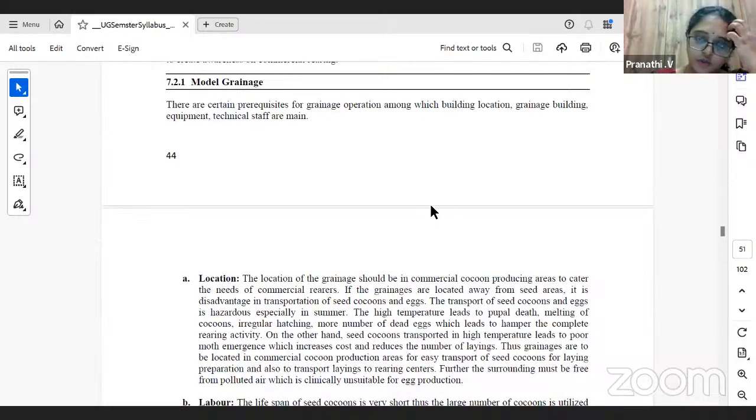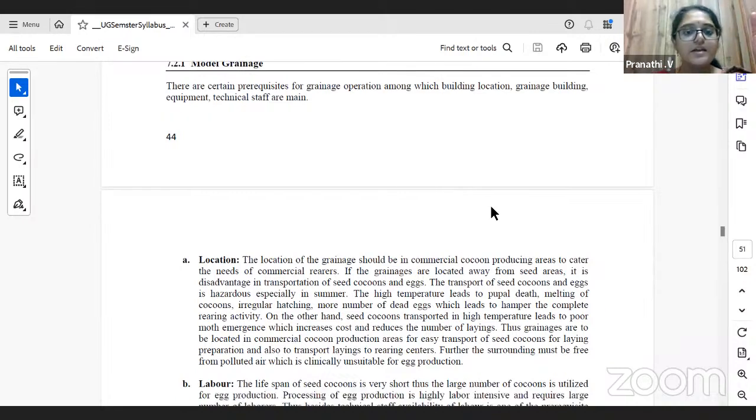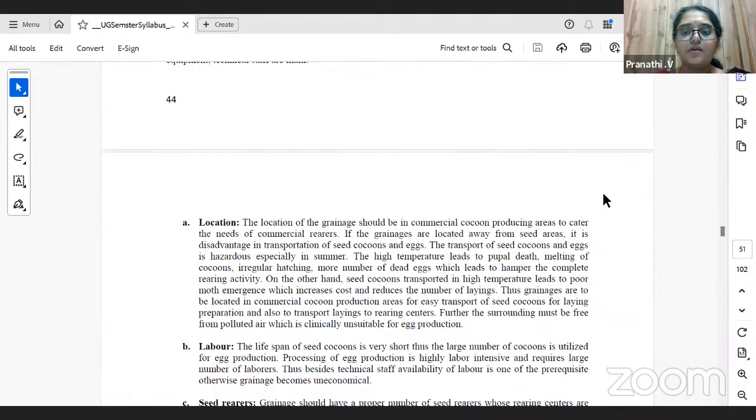Location, like I already told you, sometimes you need cooler places. Sometimes you need seed areas. They should be away from such kinds of places. And at the same time, if it is away from the seed area, then you will have transportation cost involved in it. So eggs and cocoons, if they are going to be transported, you don't need grainages located far from the commercial producing areas.